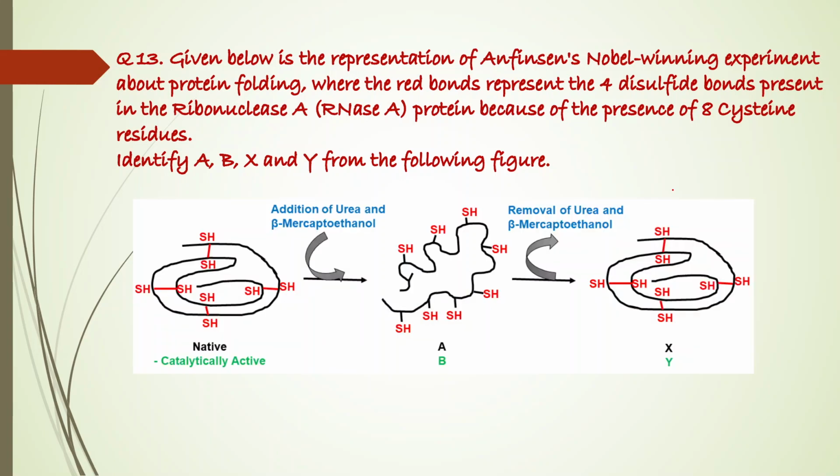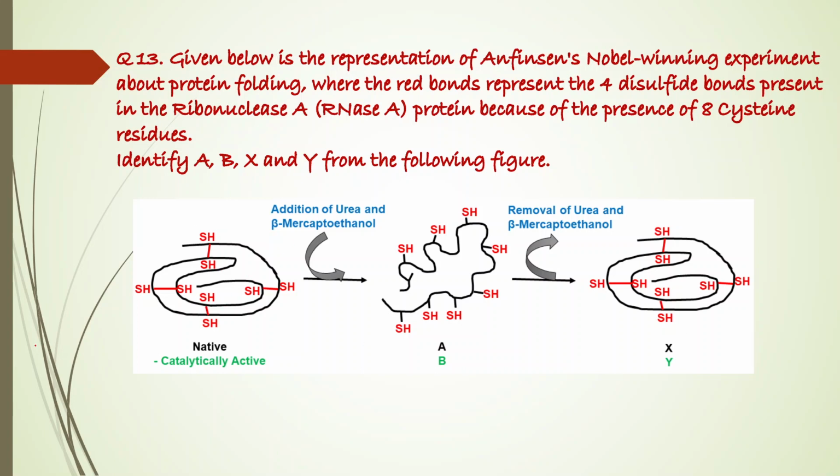Okay, this is a very interesting question. I would like all of you to read it correctly. So, this is the representation of this Nobel winning experiment. You all know that. So, this is your RNase A, ribonuclease A. It has 8 cysteine residues and thus has 4 SS bonds. 2 cysteine residues will form one SS bond. So basically 8 cysteine residues, so there will be 4 disulfide bonds.